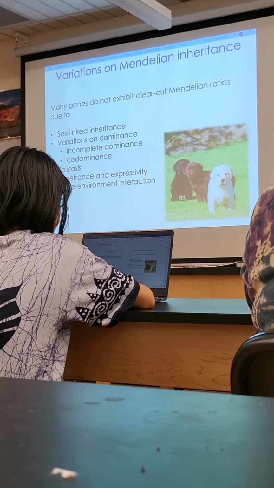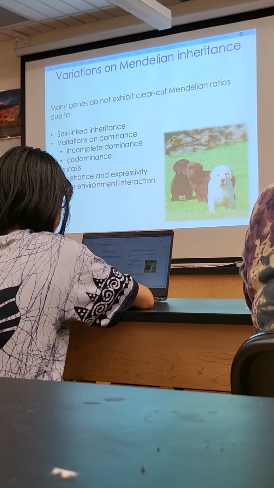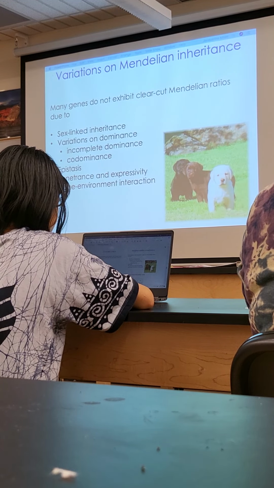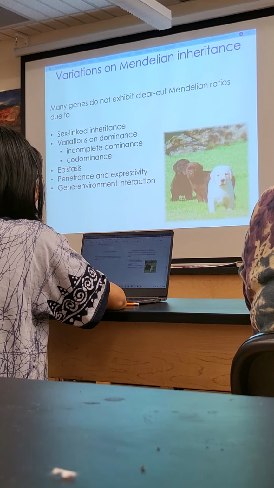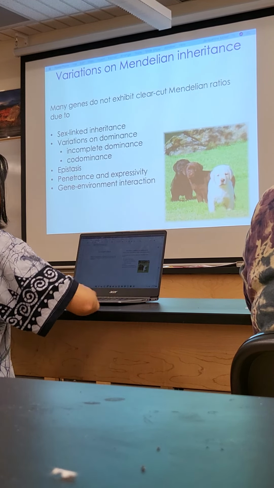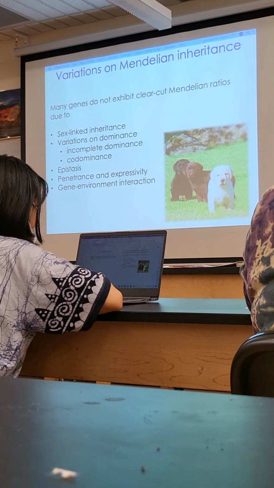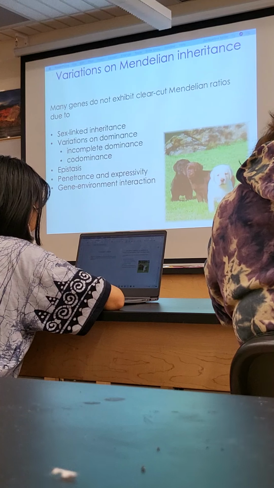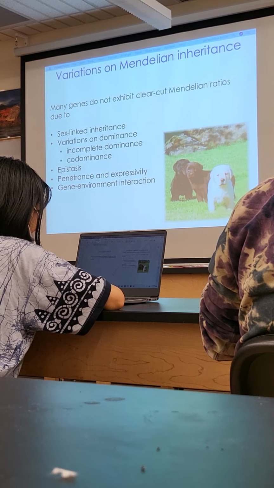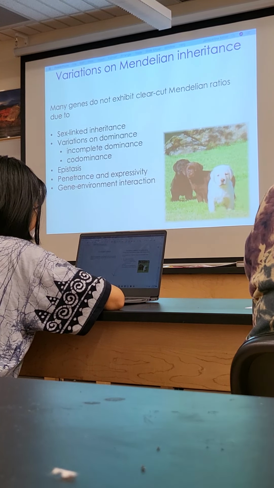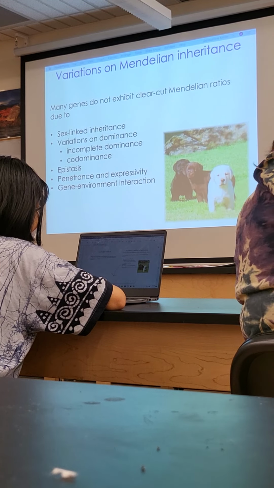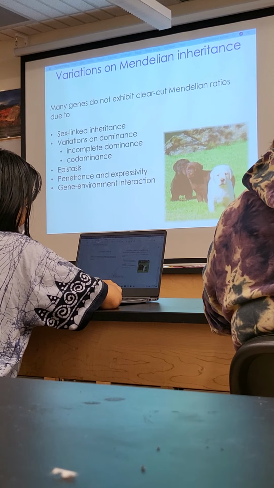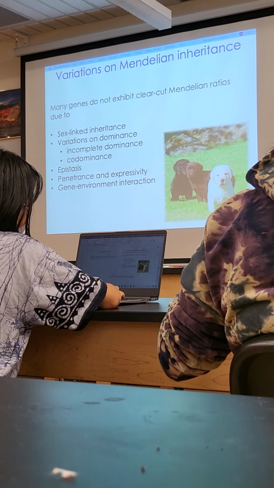So we're going to talk about X-linked and Y-linked or sex-linked inheritance. Some variations on dominance patterns, so we'll talk about incomplete dominance and codominance. And then epistasis explains this right here. So lab coat color can actually be explained by gene interactions, where one gene can actually mask whether or not you see the trait encoded by the other gene. And then we'll talk about penetrance and expressivity.